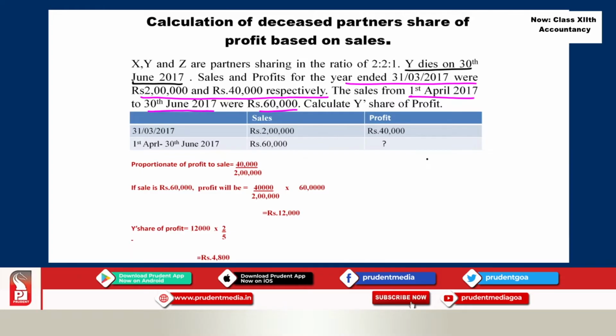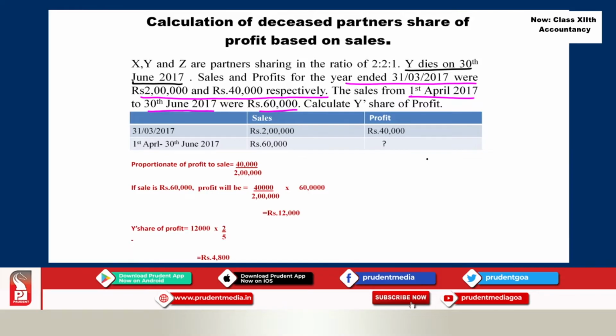Now, this is the profit. Now, we do not want only profit, we require whose share? We require the share of the deceased partner, right? Who is the deceased partner here? Y. So, what is the share of Y? 2:2:1. What is the share of Y? Share of Y is 2/5.